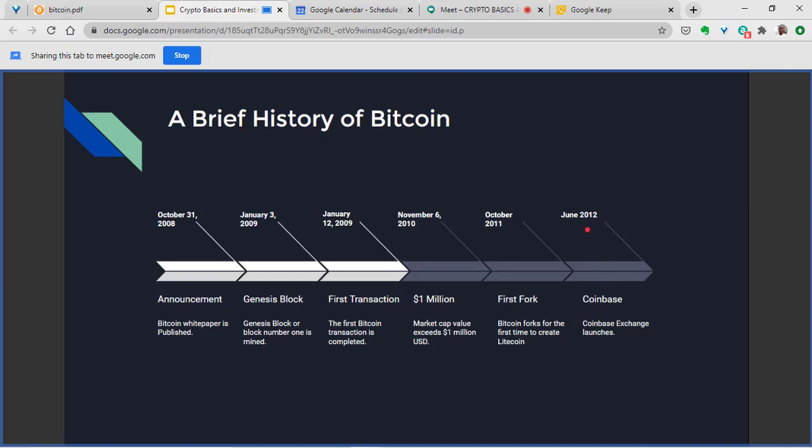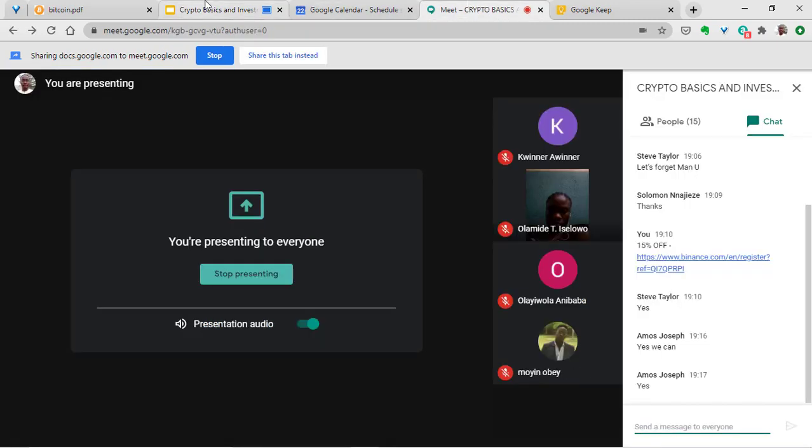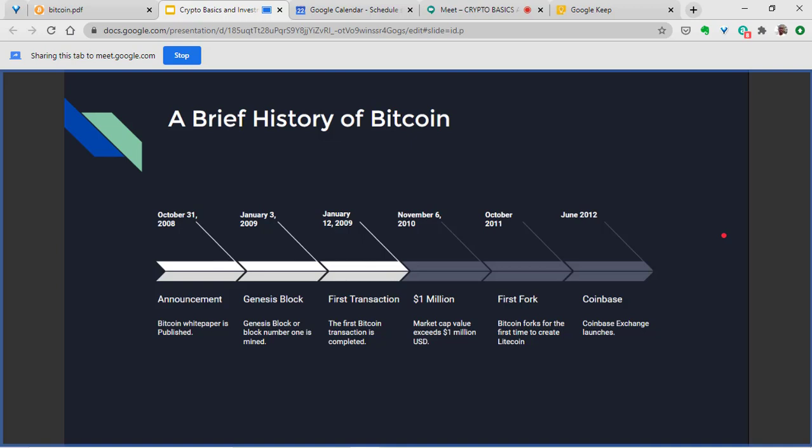We have in June 2012, Coinbase. I don't know how many people know Coinbase. Does anyone know Coinbase? Coinbase is one of the biggest exchanges for cryptocurrencies, if you want to buy cryptocurrencies. So Coinbase was launched. One thing you might notice is that Coinbase enabled people to buy cryptocurrencies with their cash, with their dollar, with their pound or whatever. So it really accelerated the valuation of Bitcoin. That's what began to make the price and the value of Bitcoin really rise. So okay, let's move on.